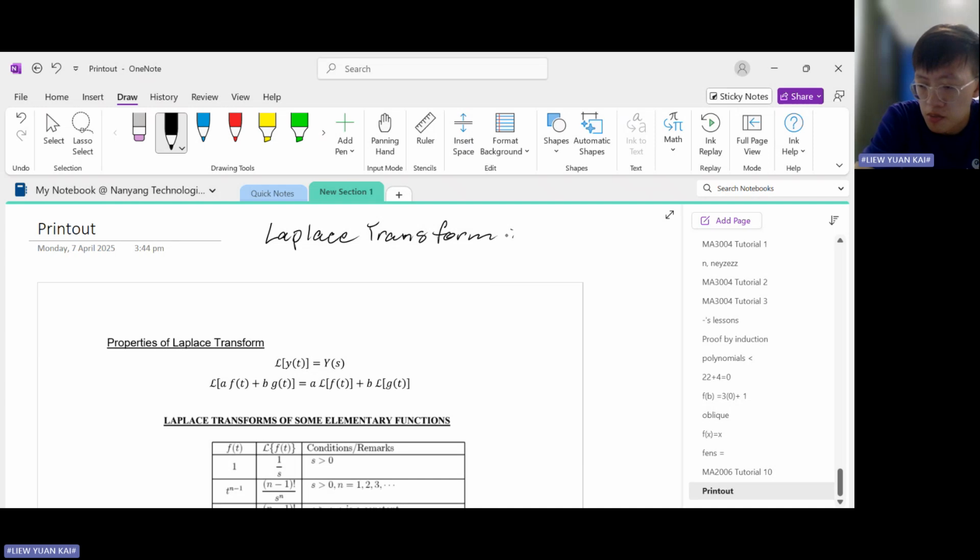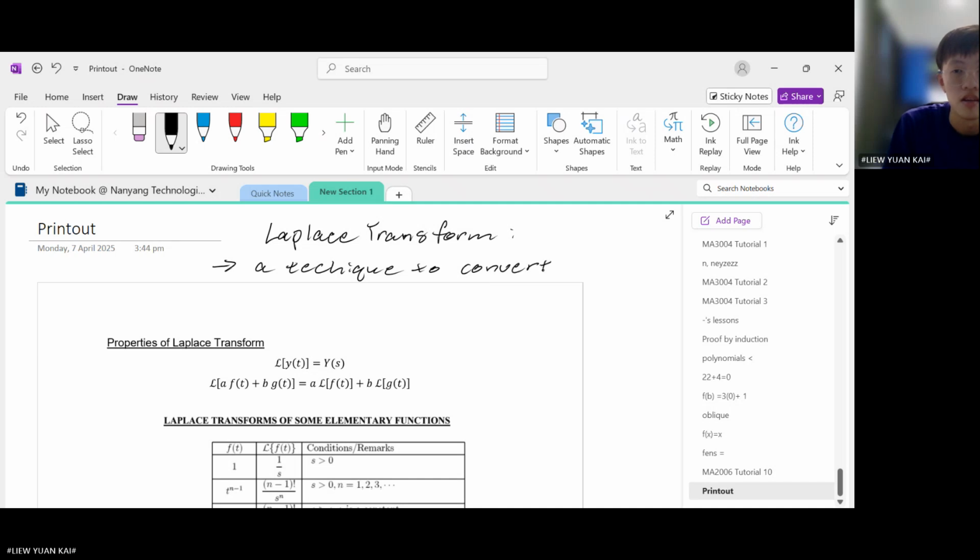So Laplace Transform is a technique to convert time-dependent functions into frequency-dependent functions. In other words, you're converting a function from time domain to frequency domain. It sounds very abstract at first. You might not know what I'm talking about, but bear with me. So a technique to convert from the time domain to the frequency domain. So that's what it means.